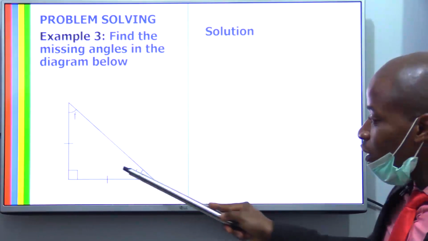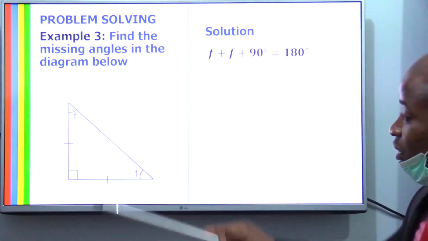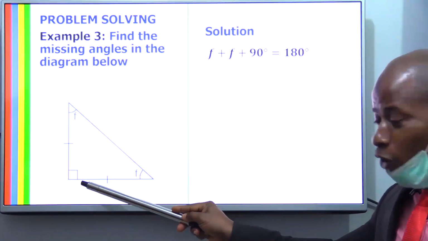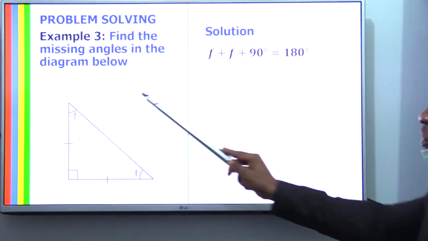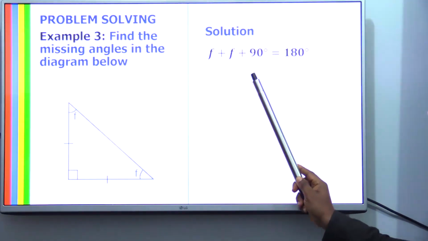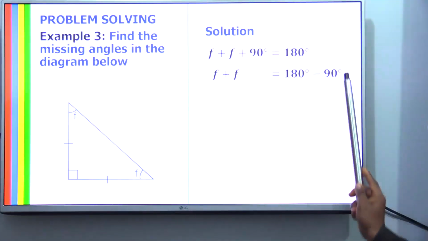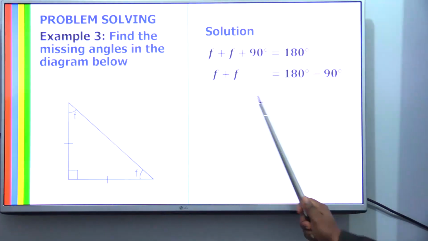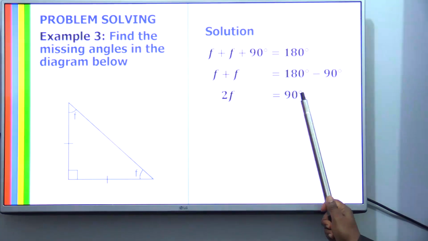Now I know that if I add all the angles in a triangle, I will get 180 degrees. I will just add them. F plus F plus 90 degrees, everything must give me 180 degrees. Now bringing like terms together, I take plus 90 to the other side. Remember, it becomes minus 90 degrees. Now F plus F gives me 2F. 180 minus 90 gives me 90 degrees.